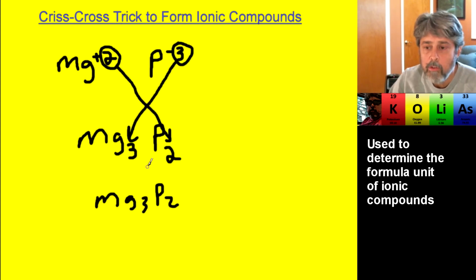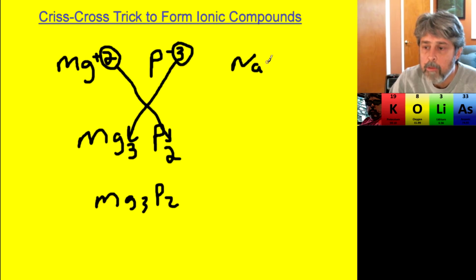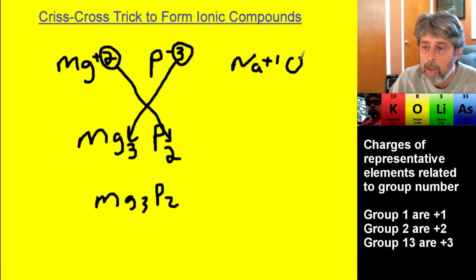So that's the crisscross trick. Don't worry about the plus and the minus up here. That has nothing to do with what we're doing. This is just a trick using the charges of our metal and our nonmetal. All right, let's try another one. What if we have some sodium, that's a +1, and then an oxygen of -2?